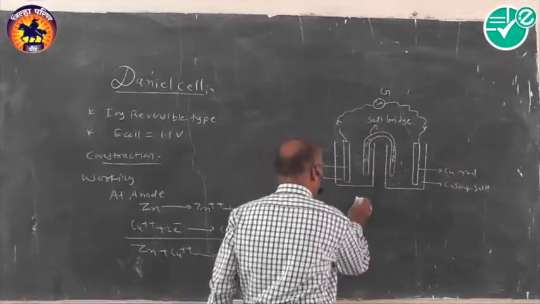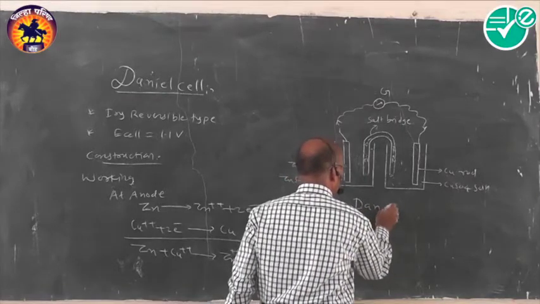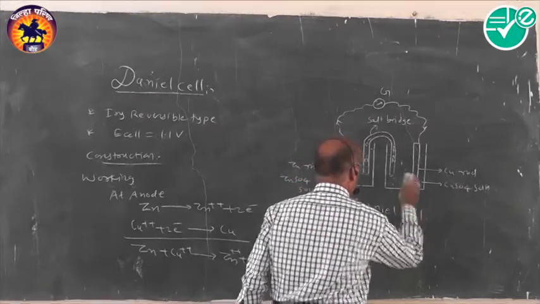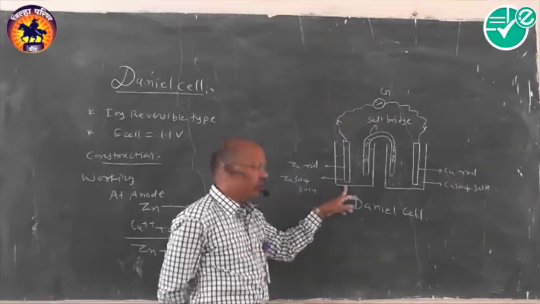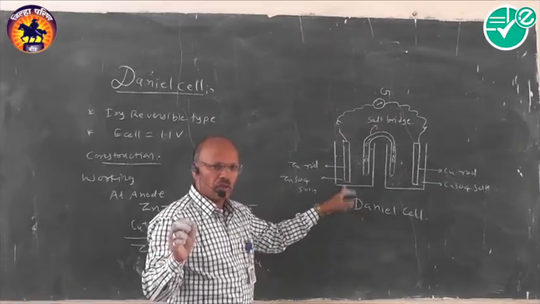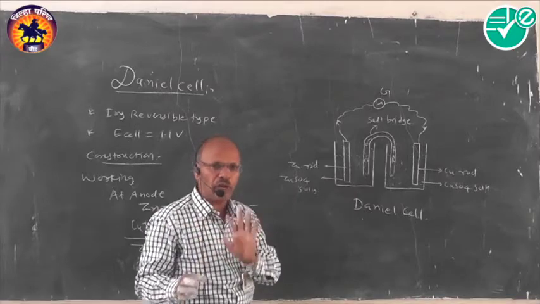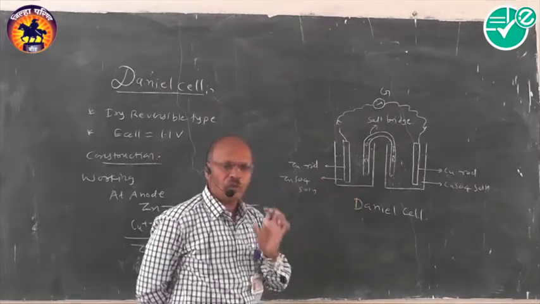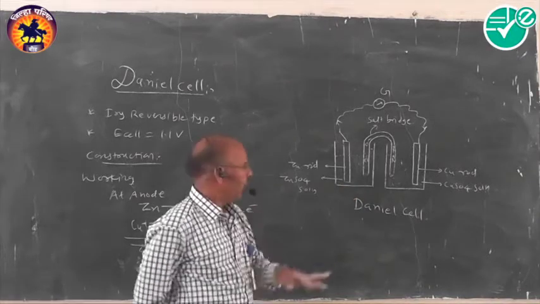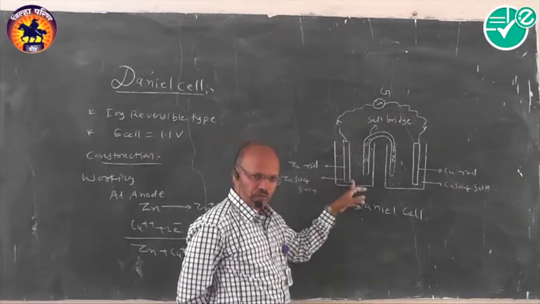Once again, I will repeat all these terms about the Daniel cell, which is already shown in this fashion. पहा, हे कसं सांगायचं? It consists of two beakers. It consists of two glass beakers. In the first beaker, zinc sulfate solution is taken in which a zinc rod is placed.